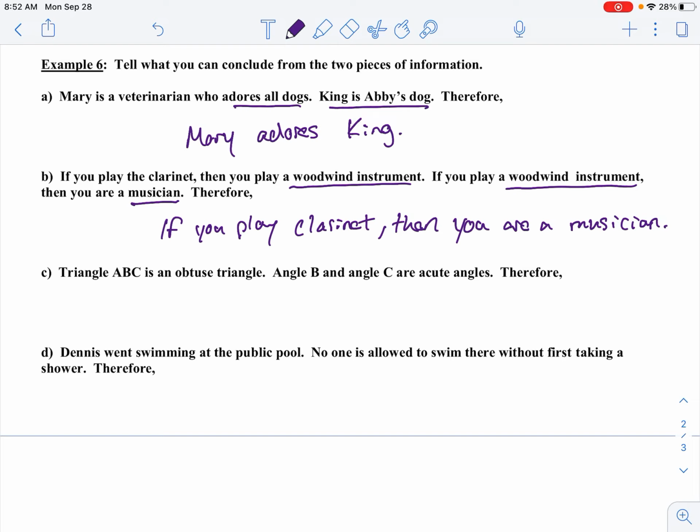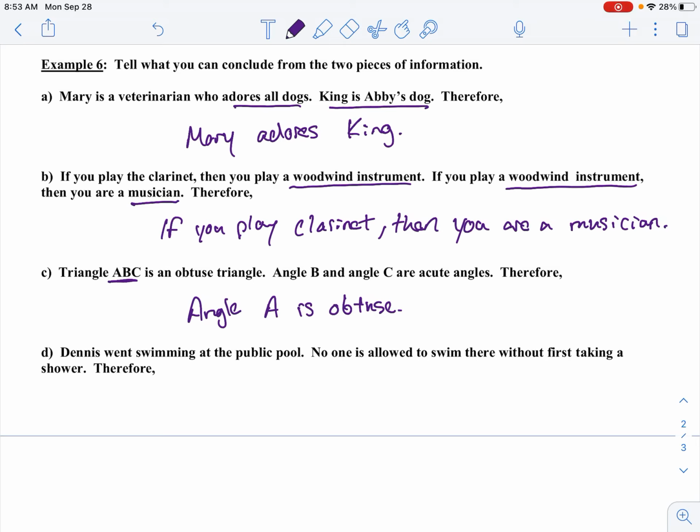Part C, triangle ABC is an obtuse triangle. Angle B and C are acute angles. Therefore, angle, and you might want to pause and see if you can get this one. Triangle ABC is an obtuse triangle. I know that to be an obtuse triangle, I have to have at least one obtuse angle. Well, B and C are acute, so angle A is the obtuse angle. Again, deductive reasoning, I'm using what I know about obtuse triangles. There has to be one obtuse angle in there. B and C are acute, so angle A has to be obtuse.